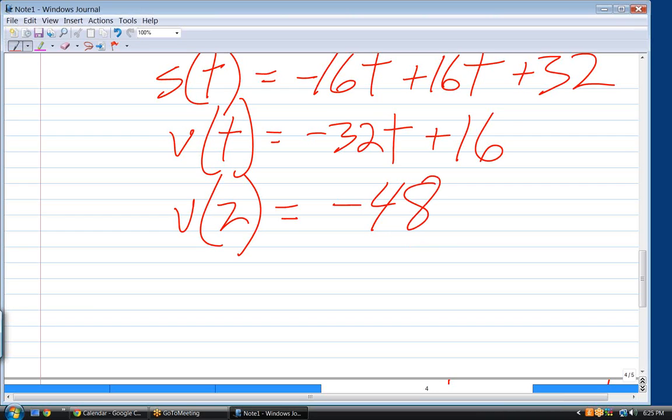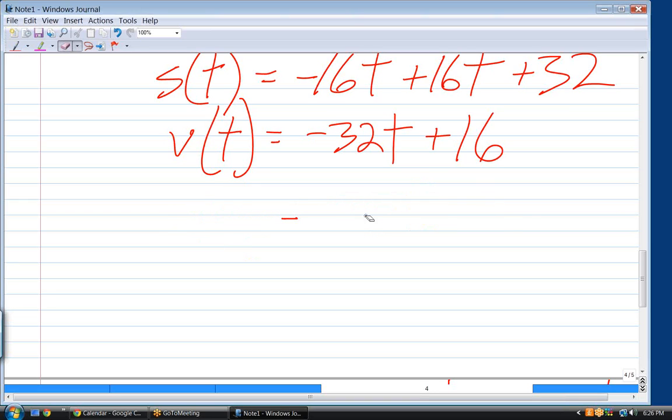Okay? And that's helpful. In other words, we've used differentiation to figure out what his velocity is when he hits the water, and that's the only way to do it, without differentiation.